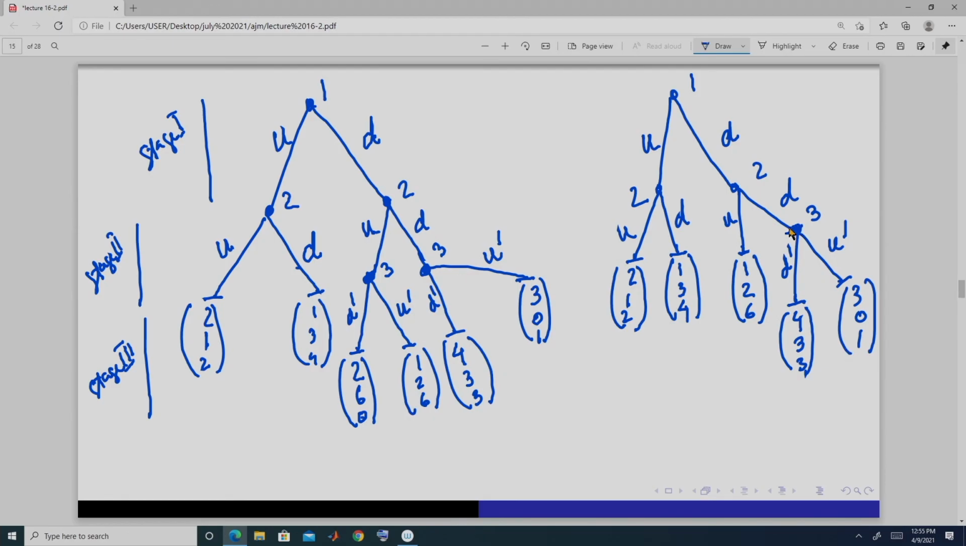Okay. Now we have this portion. Here player 3, if it chooses U dash, it gets 1. If it chooses D dash, it gets 3. So player 3 is going to choose D dash.